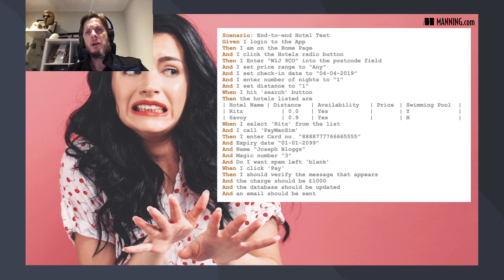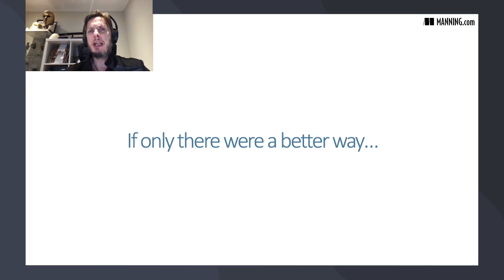So we wanted to figure out a way to get away from that, to help people, guide people towards a cleaner, more business-focused way of writing these given when then statements, the way that they're intended to be used.